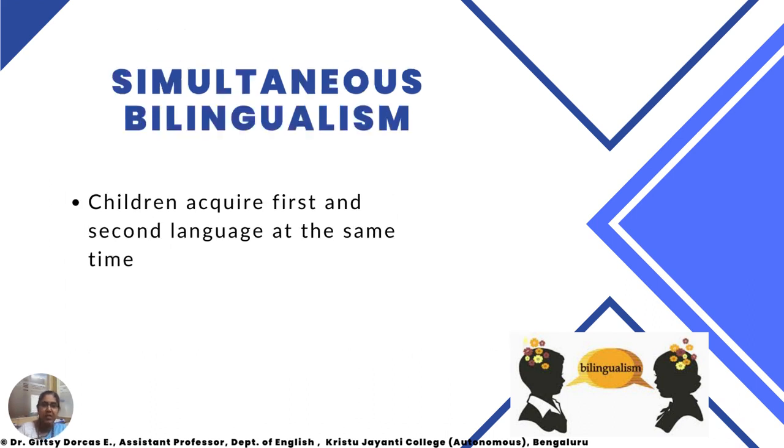What is simultaneous bilingualism? Simultaneous bilingualism is when children are able to acquire the first and the second language at the same time. So there's no lapse or gap between the acquisition process. Simultaneously both the languages are learned, while successive is one after the other. Here, language learning of two languages takes place simultaneously.